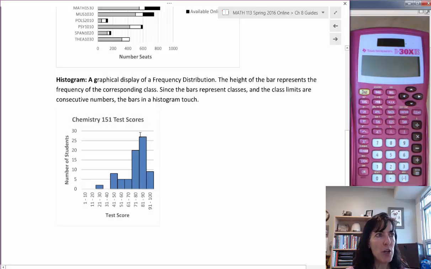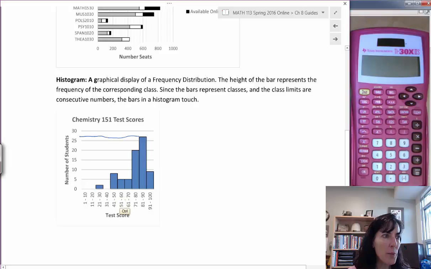So we're saying the height of the bar tells you the frequency, and you can track it across. If I was trying to find out how many students got between an 81 and a 90, I would track this across if I could draw a straight line. And I would say that's about 27 students got between an 81 and a 90.